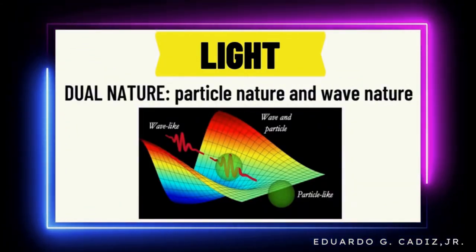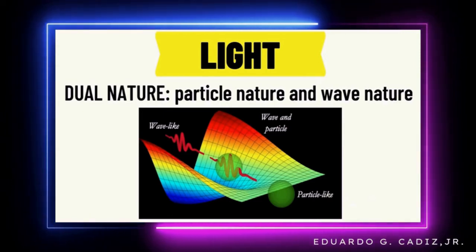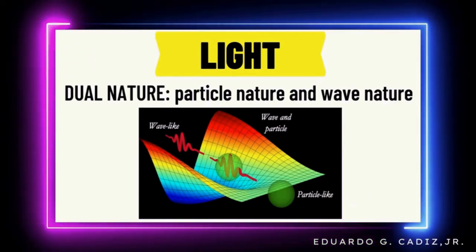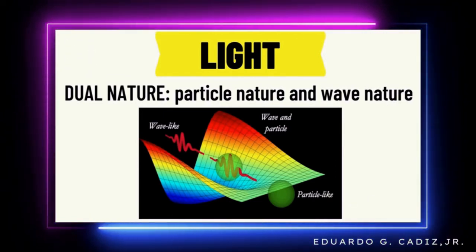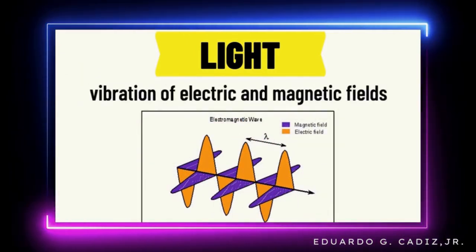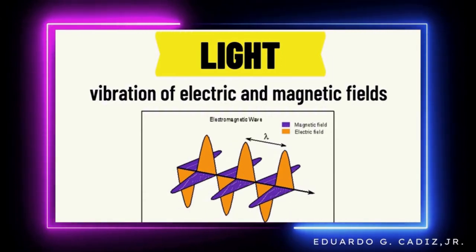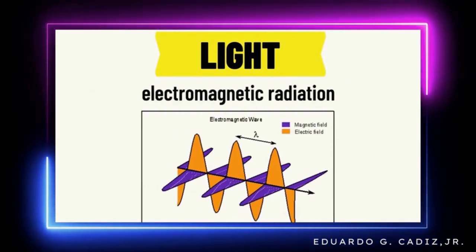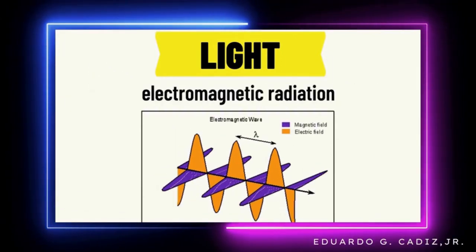Light is now considered to have a dual nature. It behaves as tiny particles called photons, and it also behaves as a wave. Light is formed by the vibration of electric and magnetic fields. Therefore, it is a form of electromagnetic radiation.